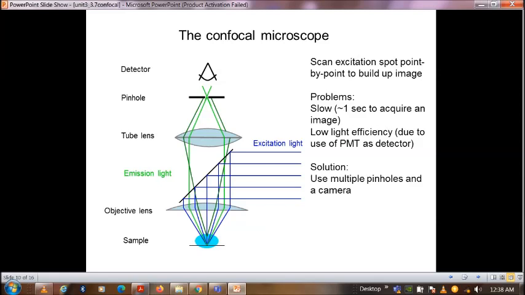The problem is it takes 1 second to acquire an image, not a millisecond or picosecond, because most images are taken with a picosecond, but in confocal it takes approximately 1 second, and it has low light efficiency. The solution is to use multiple pinholes and a camera to have high sensitivity, high efficiency, and fast speed.